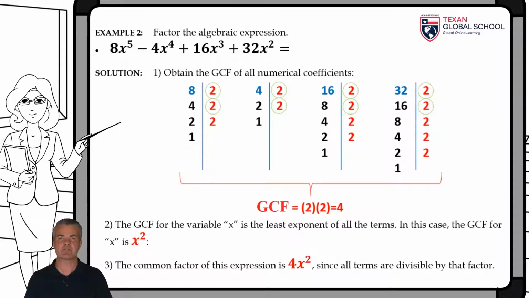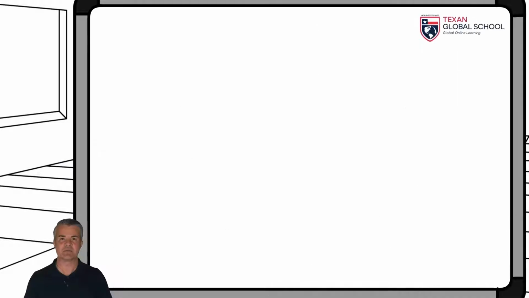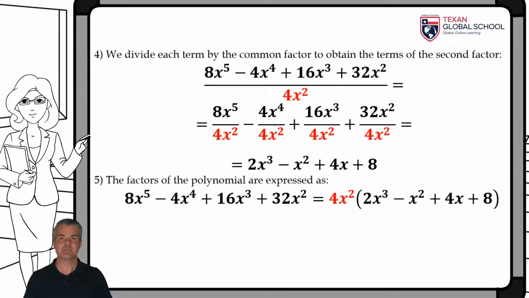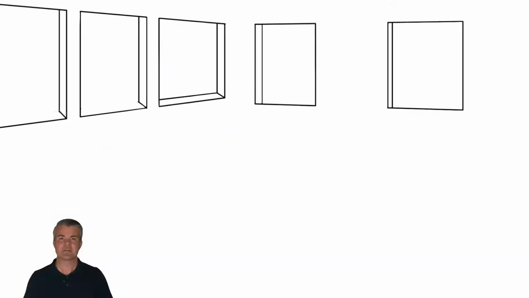Now, the common factor for the variable x will be the one with the least exponent of all the terms. In this case, it is x squared. Therefore, the common factor of this expression is 4x squared, since all the terms are divisible by that greatest factor. Then, we divide each term by the common factor to obtain the terms of the second factor. The factors of the polynomial are expressed as 4x squared times 2x cubed minus x squared plus 4x plus 8. Likewise, if we perform the product, we can verify the result.